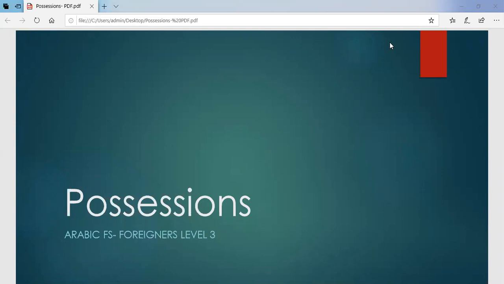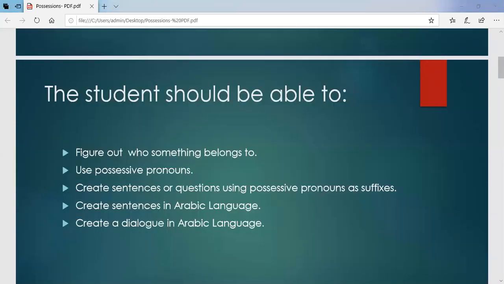Each week we have a new lesson to discuss. This time our lesson is about possessions. We are going to learn how to talk about possessions in Arabic language and how to use possessive pronouns as suffixes in Arabic language. Let's start, guys, first by introducing the objectives of this lesson.